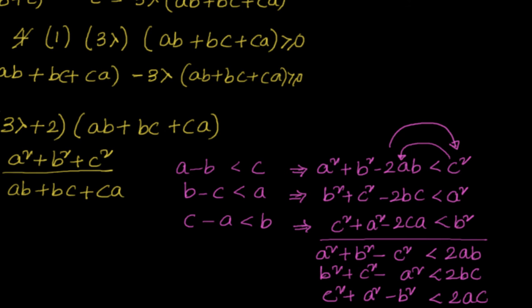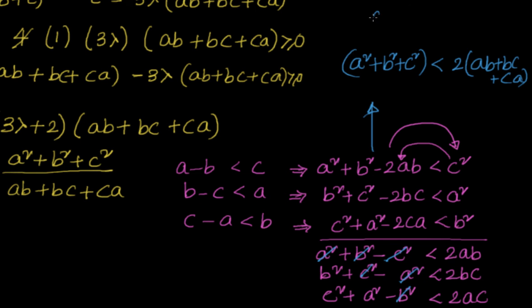Now we sum this up, what will happen? c square will cancel, b square and b square will cancel, a square will cancel. What is left out from all of this is a square plus b square plus c square is less than 2 into ab plus bc plus ca.